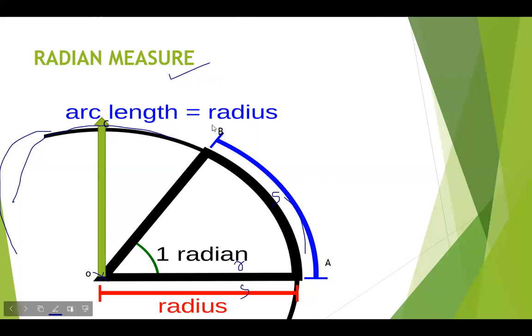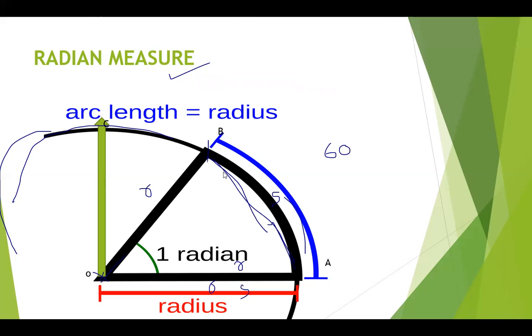Then mark a point B on the arc of the circle and join B with O. This OB is also the radius, and this is also the radius, and the arc length is equal to the radius, not the chord joining these two. If the chord was equal to R, then the triangle formed here would be an equilateral triangle, and that angle you would call 60 degrees.